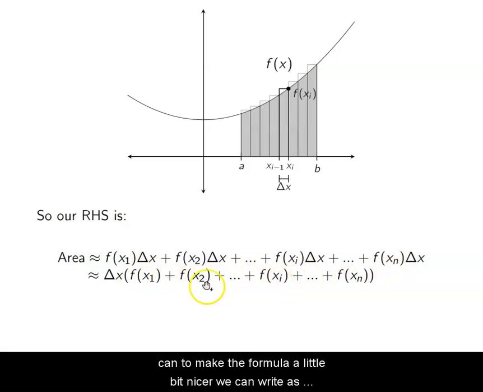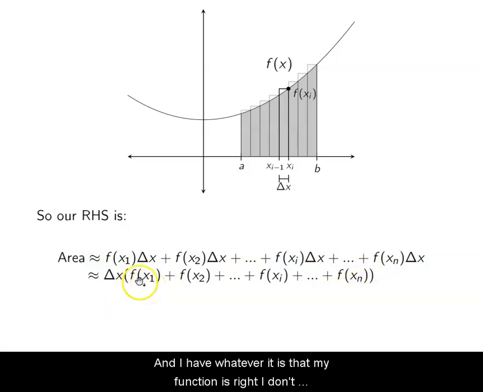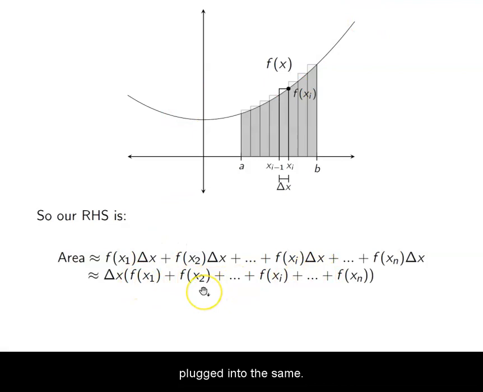Now we just have the sum of my function values, which, to make the formula a little bit nicer, we can write as a summation, right? If you notice, the index counter is going up by 1 each time: 1, 2, 3, 4, and so on, all the way to n. So I would start at 1 and I would end at n. And I have whatever my function is. I don't know what this curve is given by, but they're all being plugged into the same function.